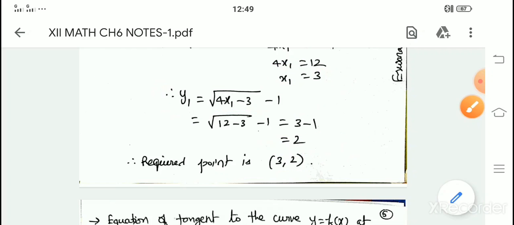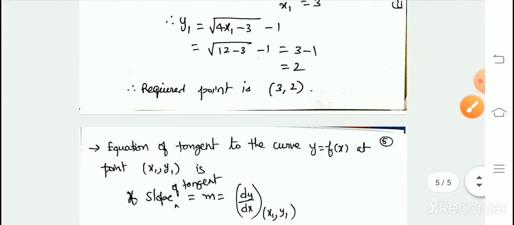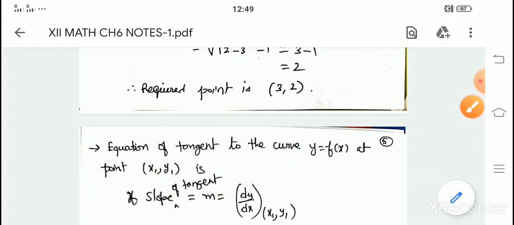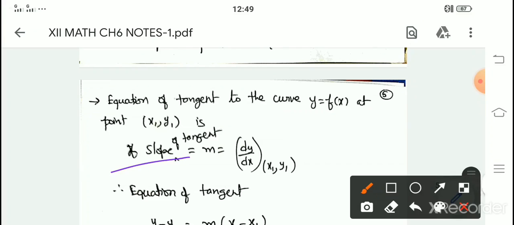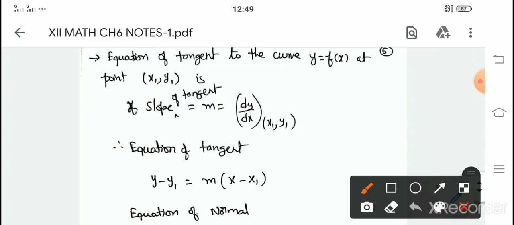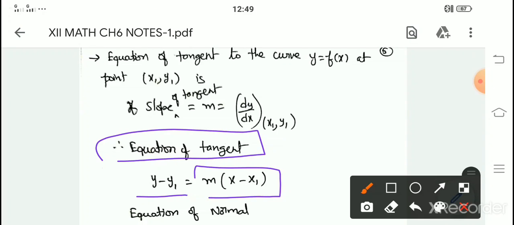With the 11th standard knowledge, you can find the equations of tangent and normals. Now the equation of tangent to the curve y is equal to f of x at the point x1, y1: first find the slope, which is called m, the tangent slope, using the given point. Then the formula for the equation of the tangent, try to learn by heart, is y minus y1 is equal to m into x minus x1.